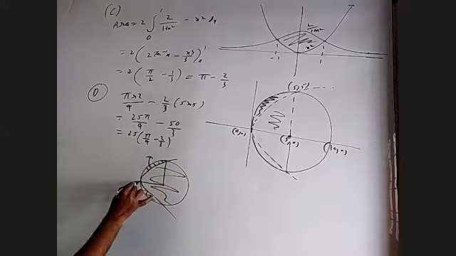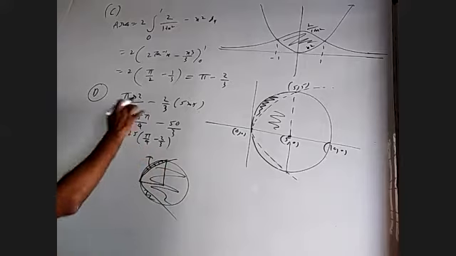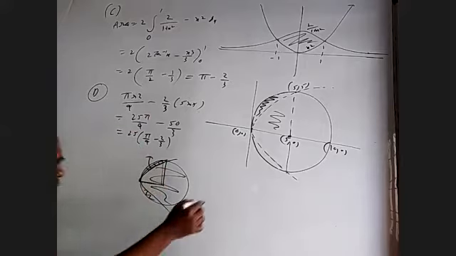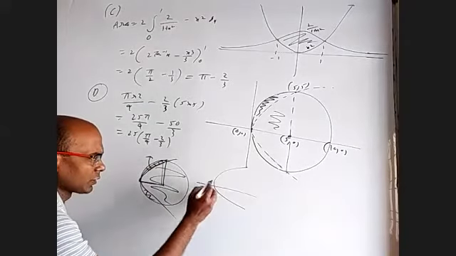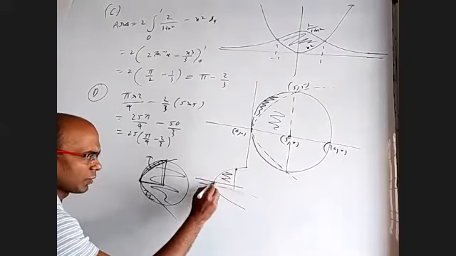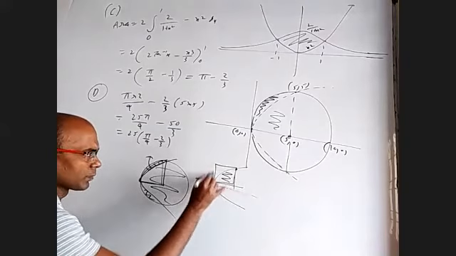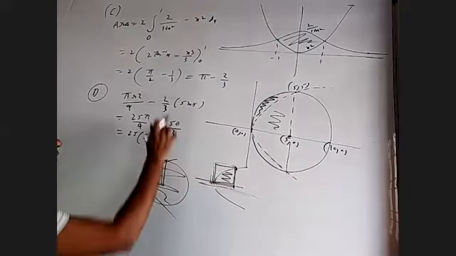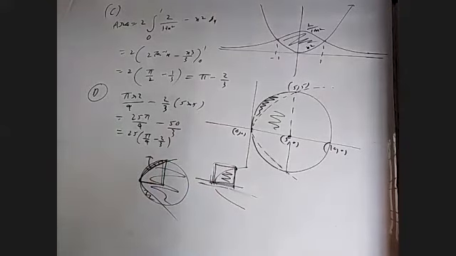You take this quarter circle, that is pi r square by 4. From that, remove the area under the parabola. But I already discussed one shortcut: when you want the area under a parabola, this part will be 2/3 of this rectangle. This is 5, which is a square, 25, so 2/3 of that. That's what it is. Is it okay? Yes, sir. Okay.